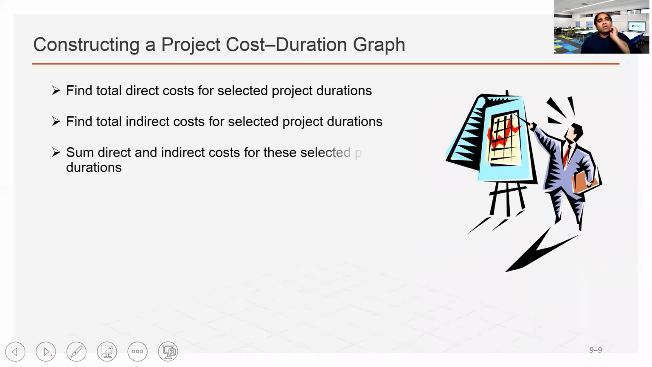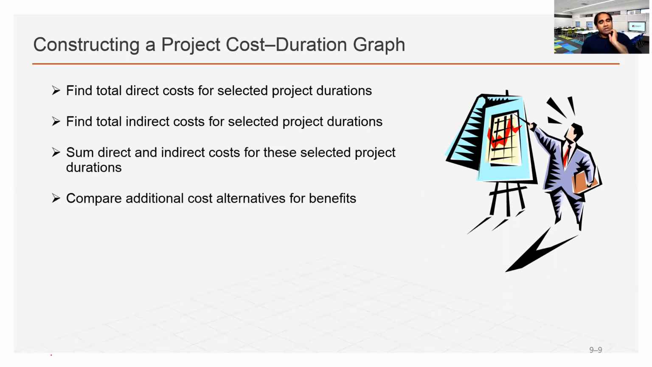Now, how do we do it? Constructing a project cost duration graph. That means we need to look into the project cost versus duration graph. We need to have the direct and indirect costs, add them up, find the total project cost, and compare any additional cost alternatives if we have them.